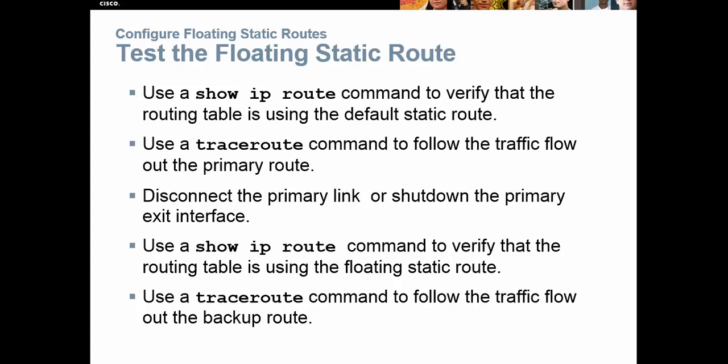You use the show ip route command to verify that the routing table is using the default static route. You can use the traceroute command to follow the traffic flow out the primary route. Disconnect the primary link or shut the primary exit interface down to see that the floating route is going to work. Use the show ip route command to verify that the routing table is using that floating static route. And then you can use the traceroute command to follow the traffic flow out the backup route. That's the way you can make sure that both your standard static route is working and your floating route is working.